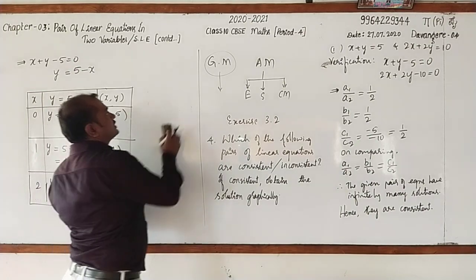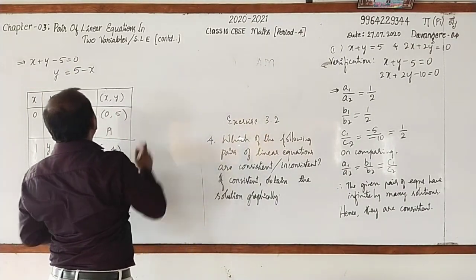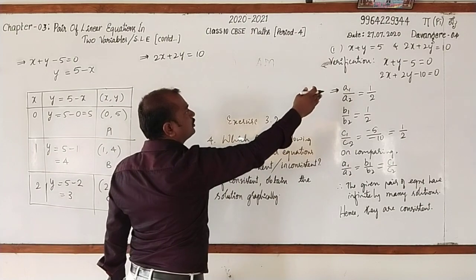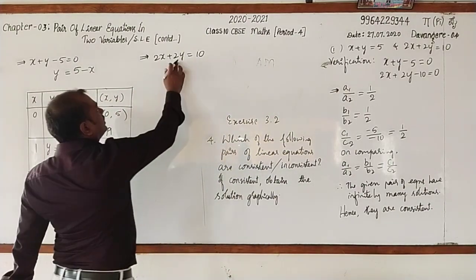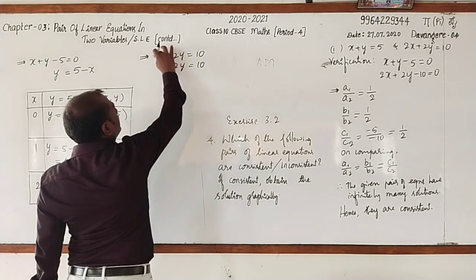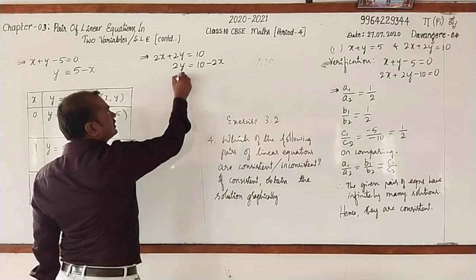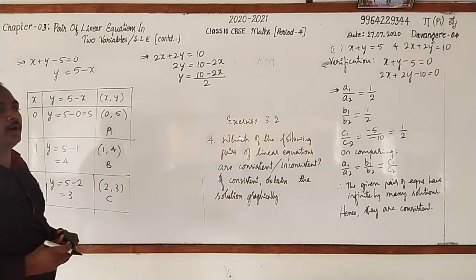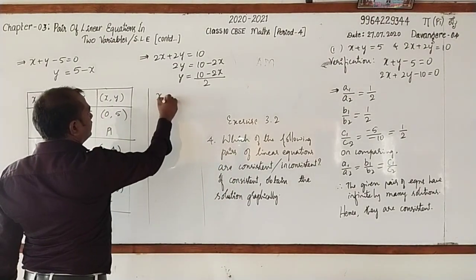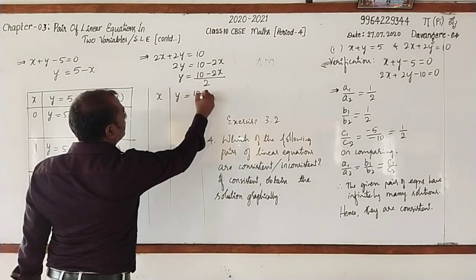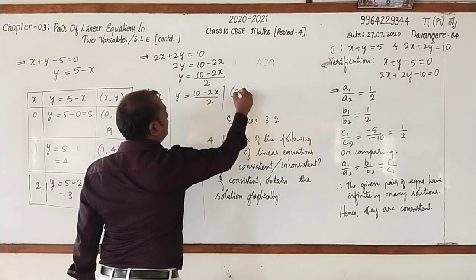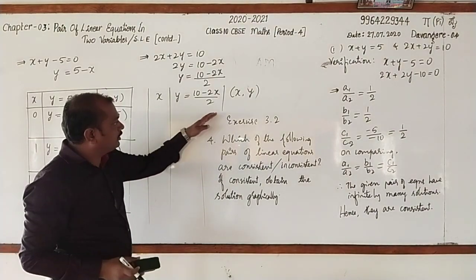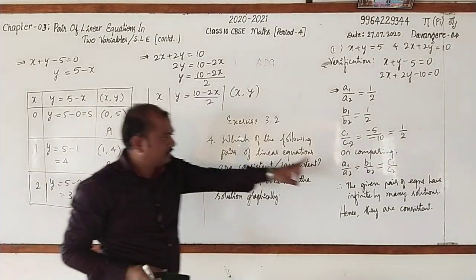Let us go for taking the second equation. Second equation is 2x plus 2y is equal to 10 or 2x plus 2y minus 10 equal to 0. Both are same. Then solve for y. 2y is equal to 10, transfer 2x to the right hand side, minus 2x. y is equal to 10 minus 2x by 2. Then go for finding the coordinate points. Here, first column for x, second column for y equal to 10 minus 2x by 2, and third column for x comma y. So let me go for writing them, and before that please pause the video and copy from here, up to here.